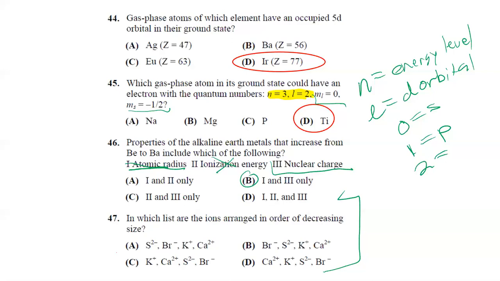to their size. So are cations or anions bigger than usual? What do you guys think? Which ones are going to be bigger than usual? Is it going to be a cation where you have lost electrons, or is it going to be an anion where you have gained electrons?